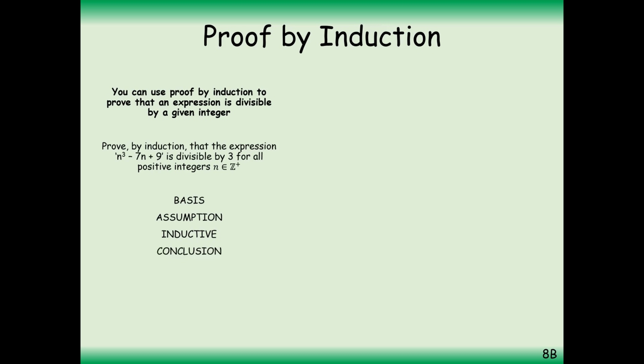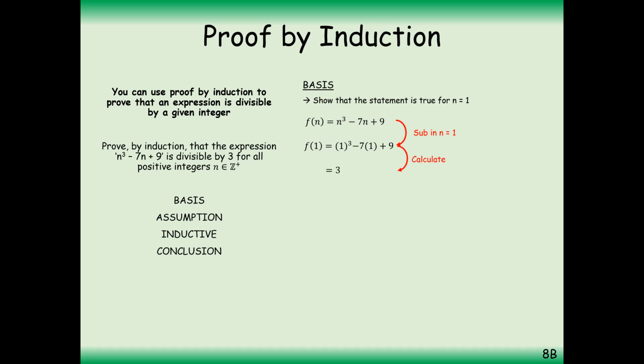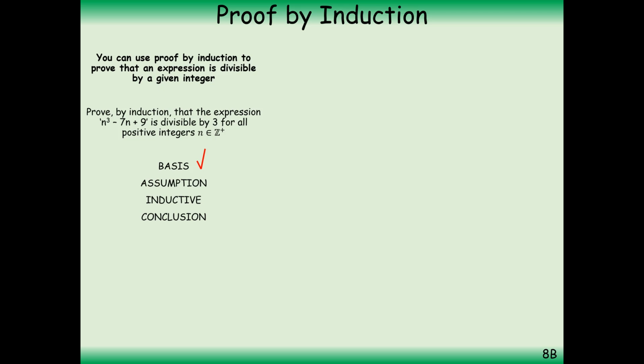So the basis step is to substitute 1 into the formula. So 1 to the power 3 minus 7 plus 9 makes 10 minus 7, which is a 3. So substituting 1 into the function will give us a 3, which is obviously a multiple of 3 directly. And that's our basis step done. So now we're going to move on to the assumption step.